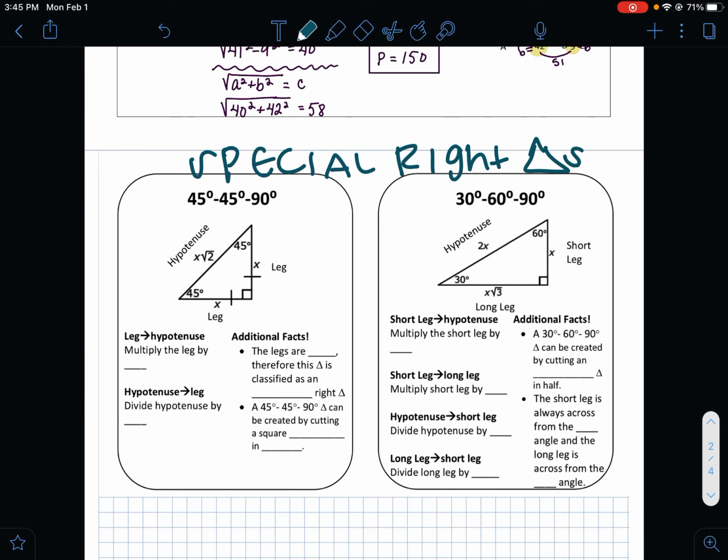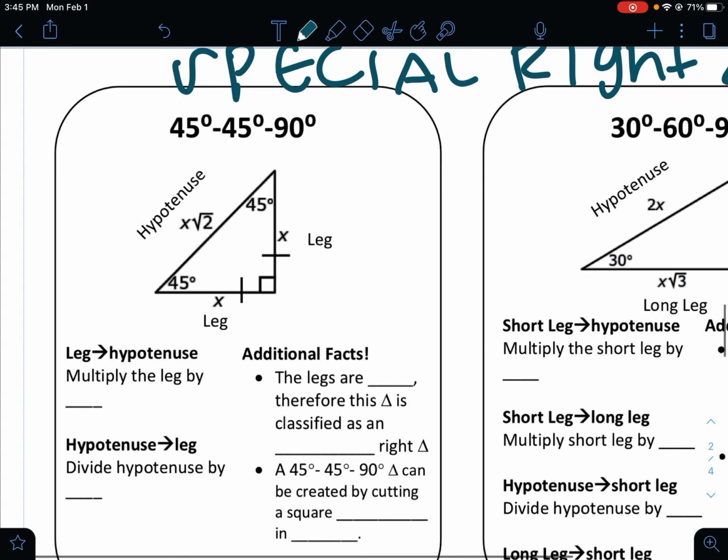Don't forget that the two acute angles in a right triangle have to add up to 90. Just throwing that out there. Okay, so let's start with the 45-45-90. This is an isosceles right triangle because the two legs are congruent. And this is obviously the hypotenuse.